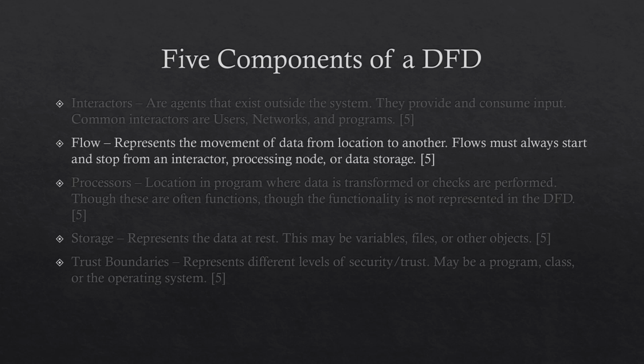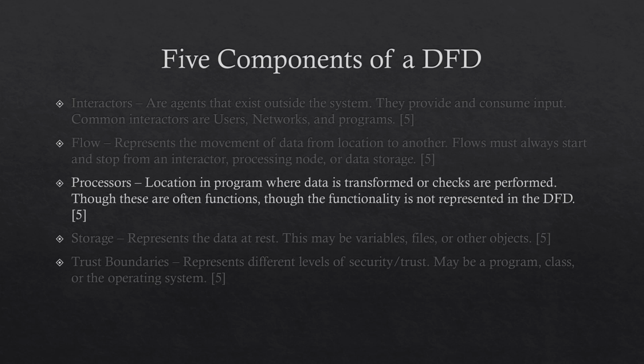The flows represent the movement of data from one location to another. They must always start and stop from an interactor, processing node, or data storage. The processors are locations in the program where data is transformed or checks are performed. These are often functions, though the functionality will not be represented in the data flow diagram.